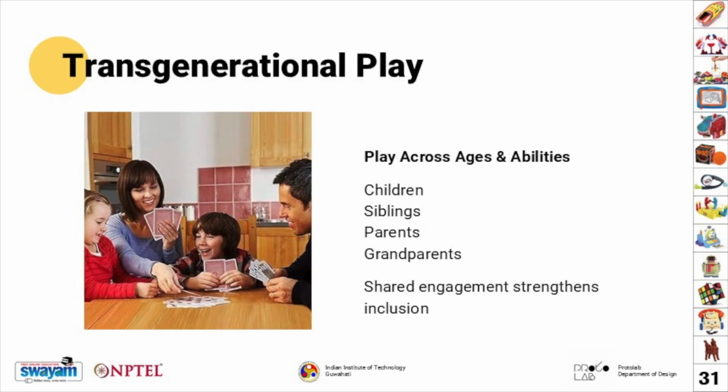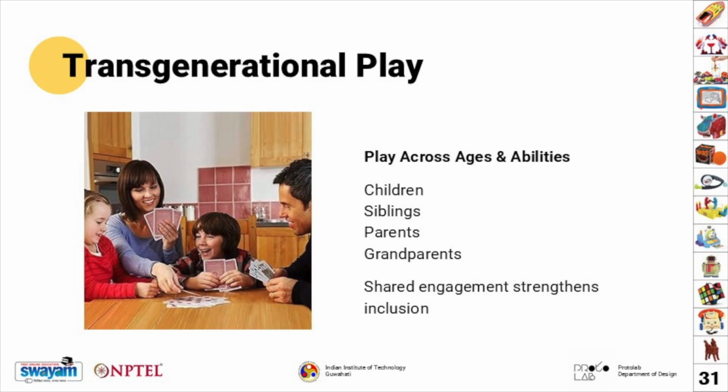When a toy can engage different ages simultaneously, it is naturally inclusive. A toddler may explore sensory qualities. An older child may construct strategically. An adult may engage socially. The same object supports different cognitive levels. This reduces the need for specialized toys per age group and encourages collaborative interaction.